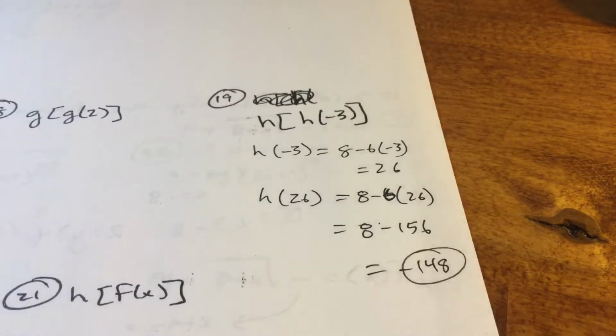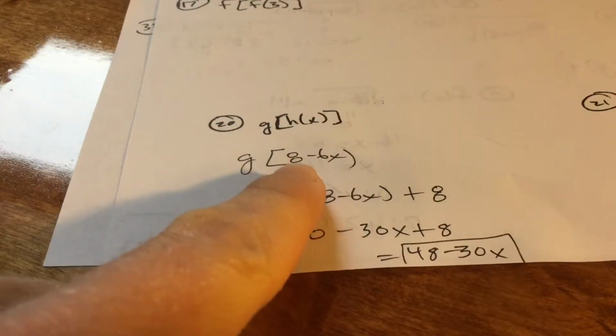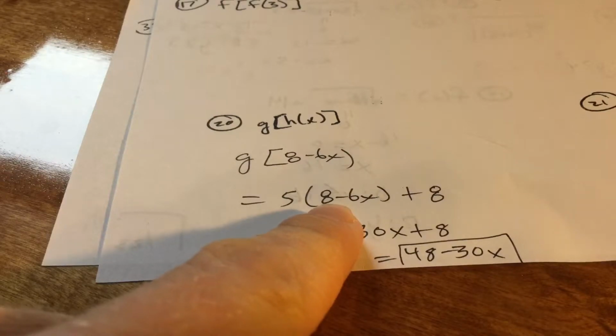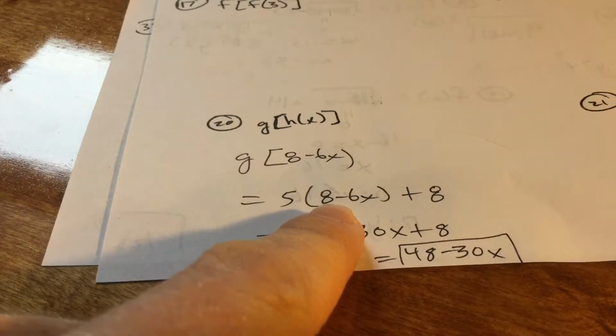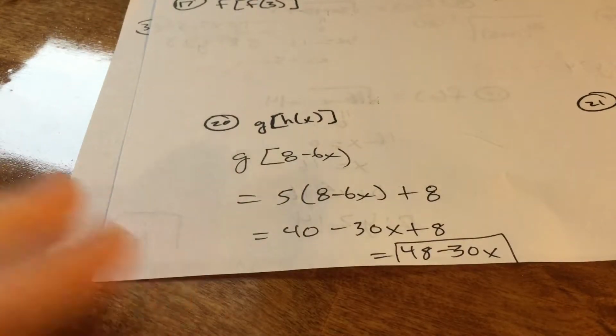All right, moving on. H of -3. Plug -3 into h. Then your answer is 26. Plug that into h. G of h of x, write what h of x is. Then you're going to plug this in for x in g's equation. So g of x is 5x plus 8. Instead of putting in a number like 4, -2, you literally plug in 8 minus 6x, multiply it by 5, add 8. Boom, there you go.